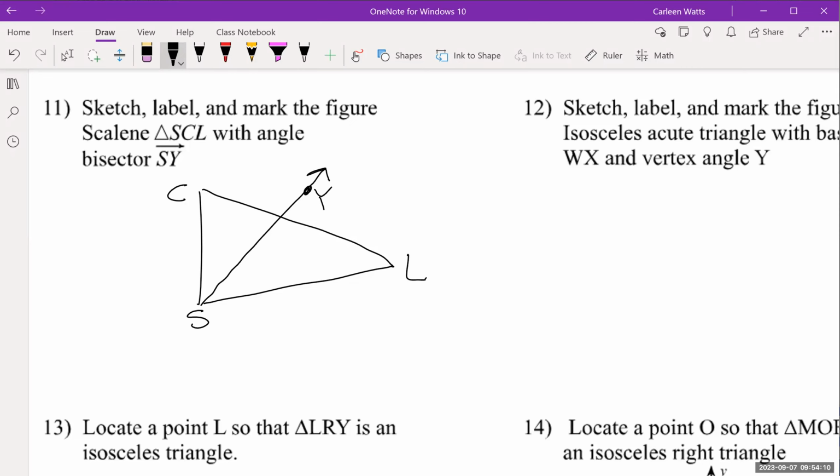But I am not done. We have not marked that this is the angle bisector. So I need to add a couple more marks. So if SY is the angle bisector, then this angle is equal to that angle. That's how we mark that we have congruent angles. Okay, they have equal measure. We put a little arc and we put a little dash mark showing that they're equal. So that's that one.